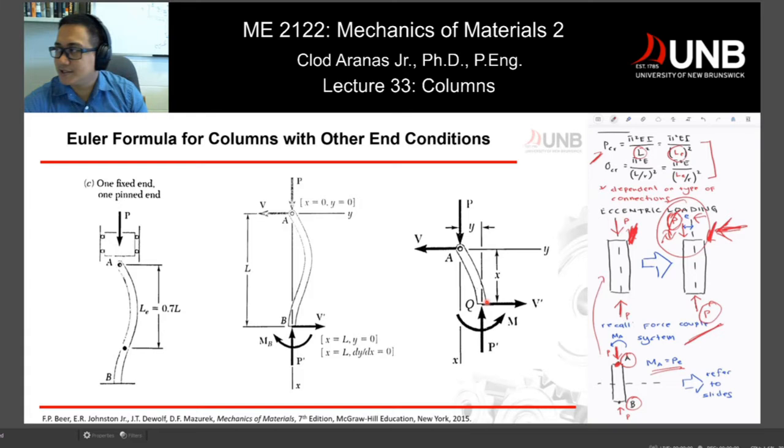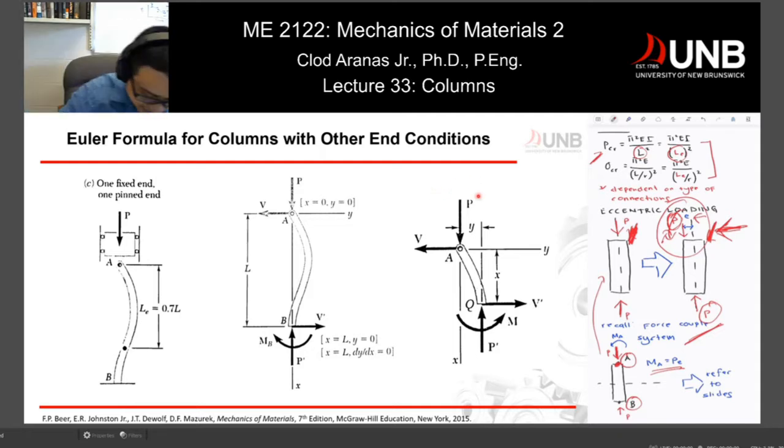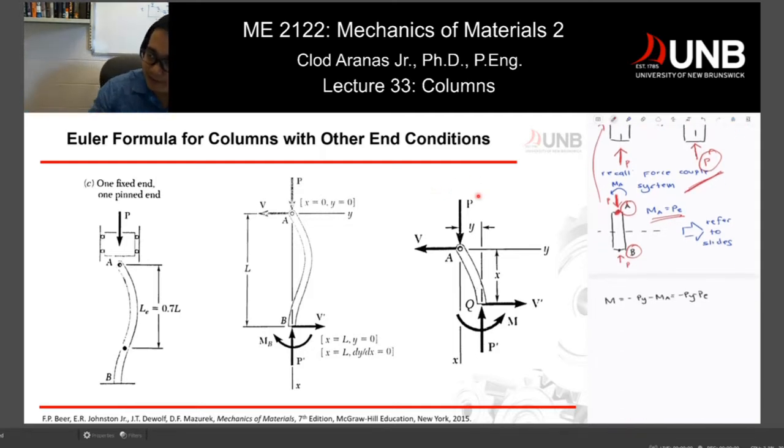Now, if we refer to this slide right here, what we did previously is we sectioned our column, and then we took the moment M right here and solved for our second order differential equation. Everything would be the same except that you will have a moment M sub A on the top. So it will look something like this.